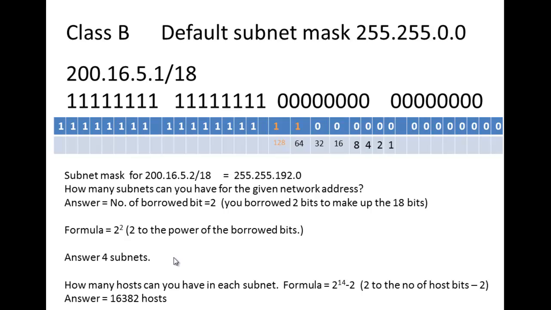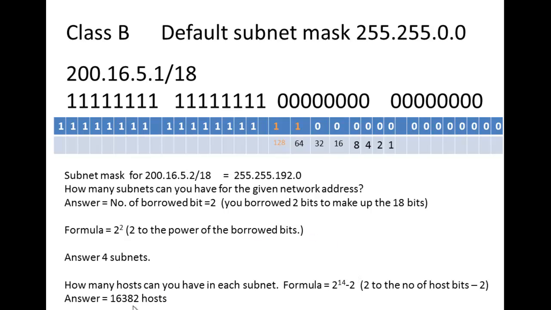Now, how do we figure out how many hosts you can have in each subnet? To figure out the hosts in each subnet, you have to look at the number of host bits that were left. So we have 6 here because remember we borrowed 2, and then we have 8 over here. So that 6 and 8 will give us 14. So we actually have 14 host bits left. To find out the number of hosts a network can carry, we would say 2 to the power of 14 minus 2.